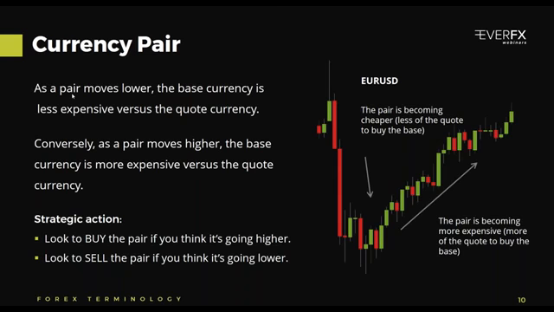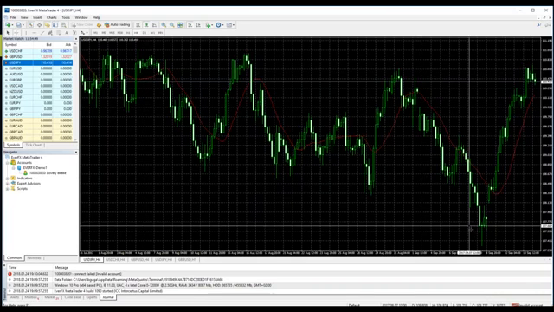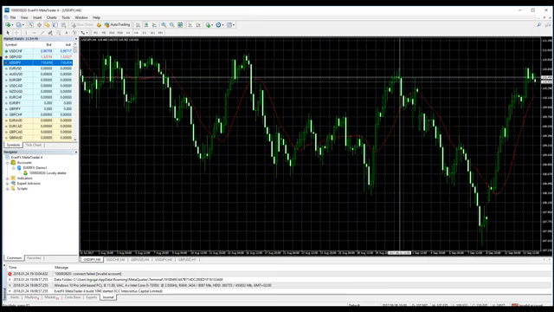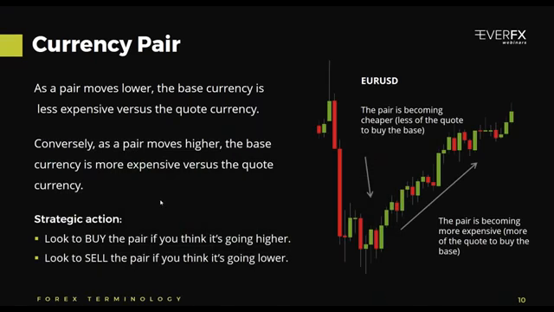The strategic action would be to look to buy the pair if you think it's going higher, and look to sell the pair if you think it's going lower. So if you've got a chart where the market is going higher, you're looking to buy in this trade before it goes up. If the chart is going down, you're looking to sell before it goes down. That's essentially the idea.